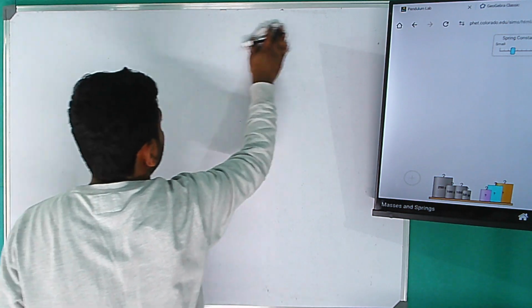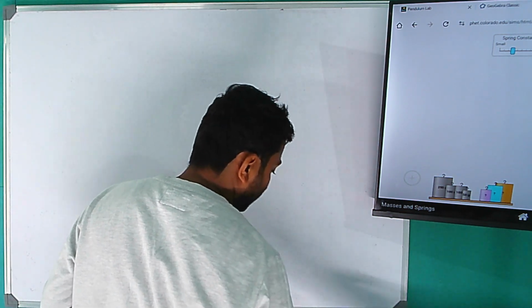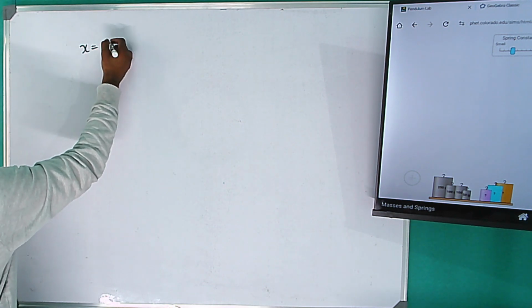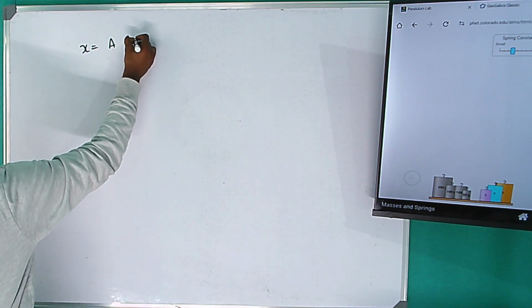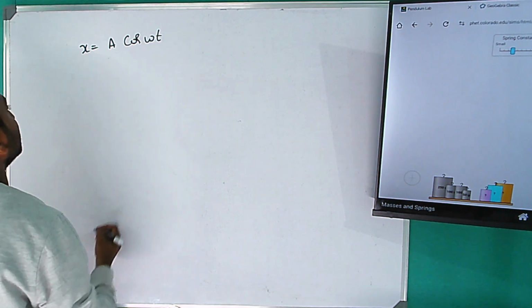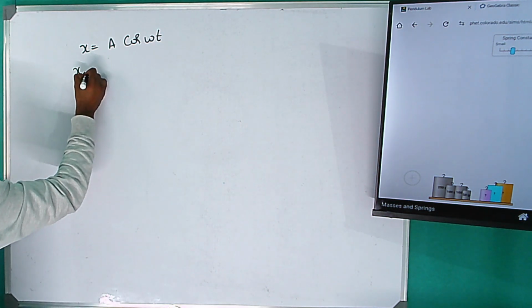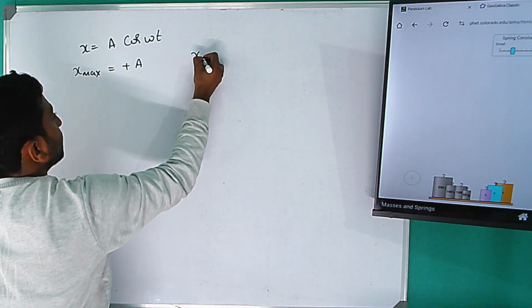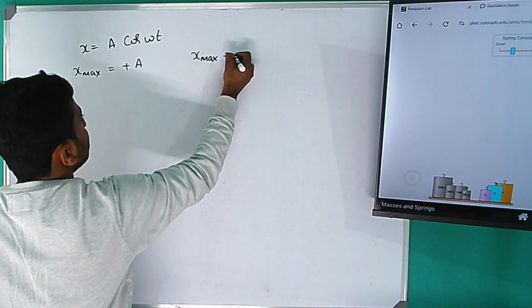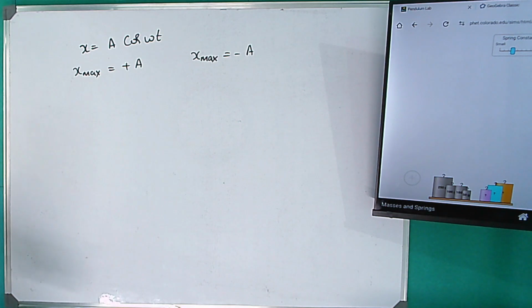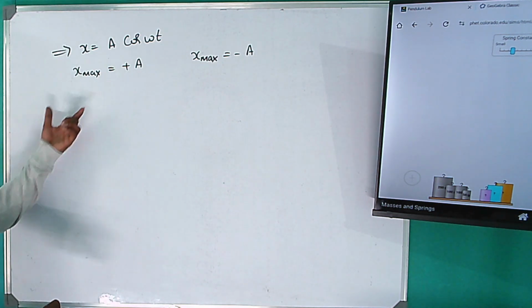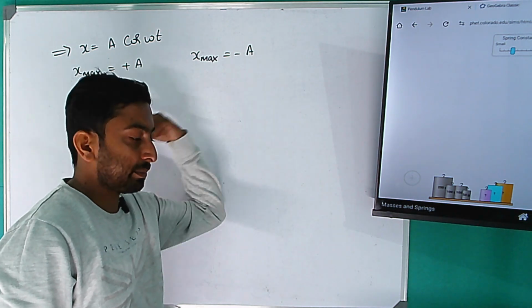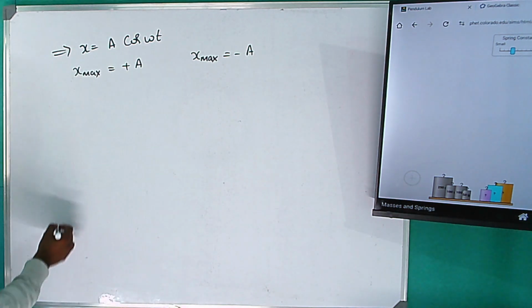So only one small note, a point from the last video. If the displacement equation of the particle is x equals a cos of omega t, then the maximum value of x is plus a. The minimum value of displacement is minus a. If the displacement is given, the maximum value of displacement is plus a and the minimum value is minus a.